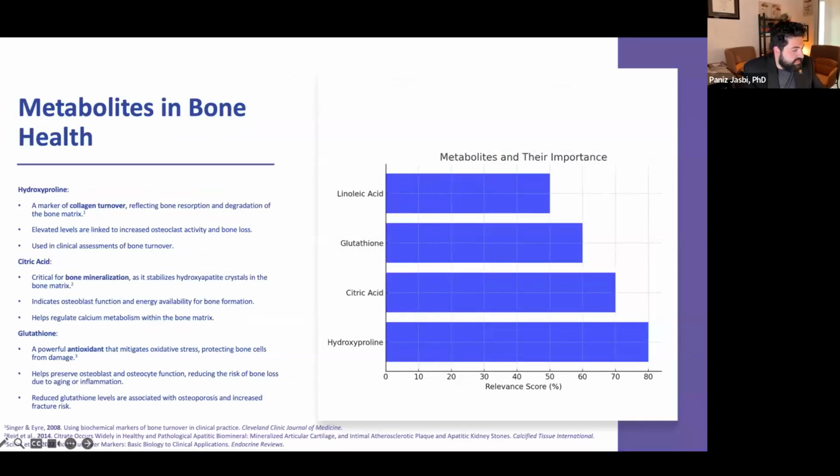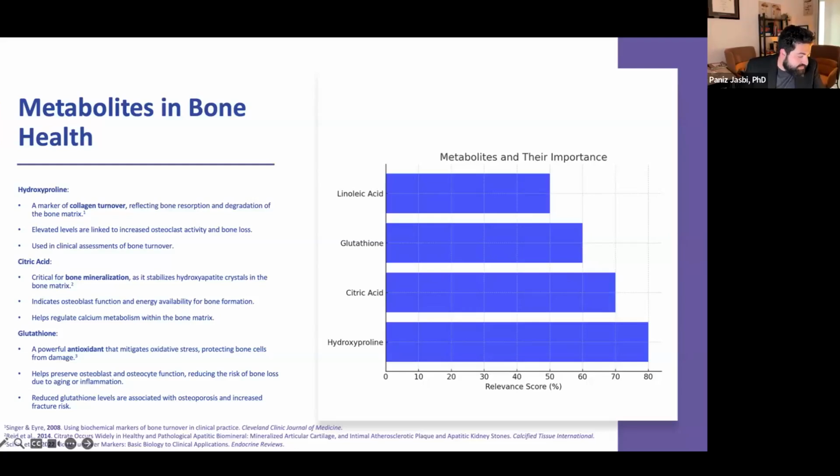So here we see metabolites in bone health. We'll talk about what these all are, like hydroxyproline, citric acid, glutathione. These are the really big ones. We have 21 metabolites that will be in this panel. And when we simulate data with our own collected data that we have up to this point, we see that 3 of them already have statistically significant associations in the direction we would expect given previous research in the field. Those 3 that we're going to cover right now are hydroxyproline, citric acid, and glutathione. And down here, we see a relevance score.